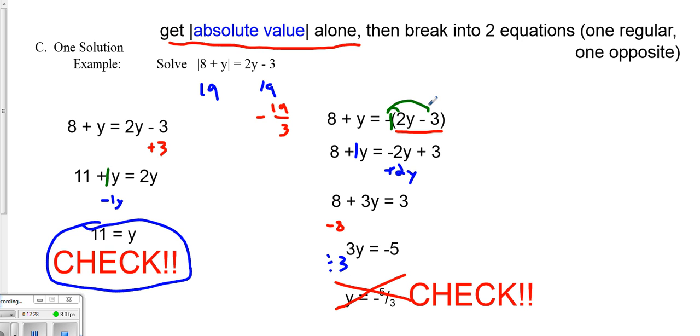So even though we solved it over here, it was very important that we checked this, because it turned out this one did not work. So in the end, y equals 11 was our only possible solution. And that'll wrap it up for our first lesson.